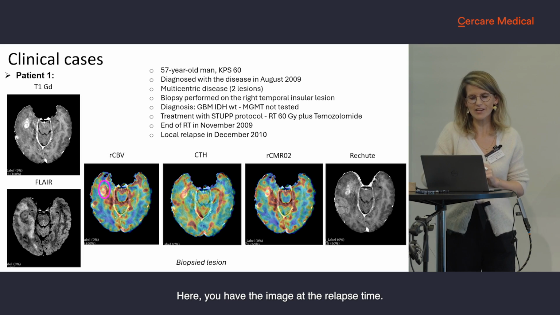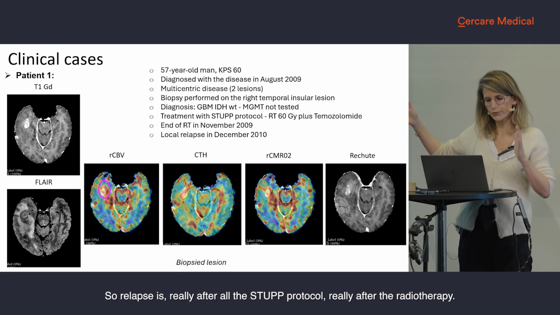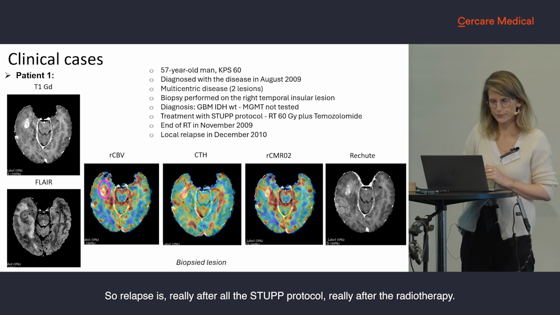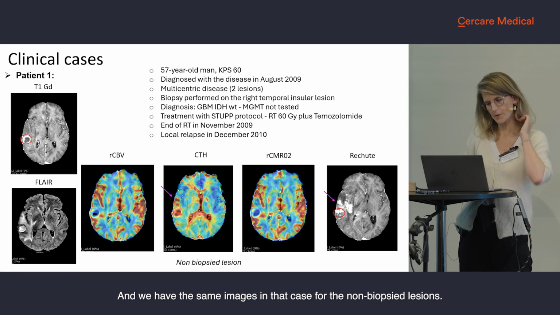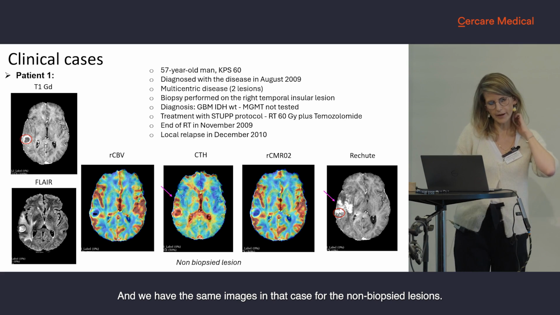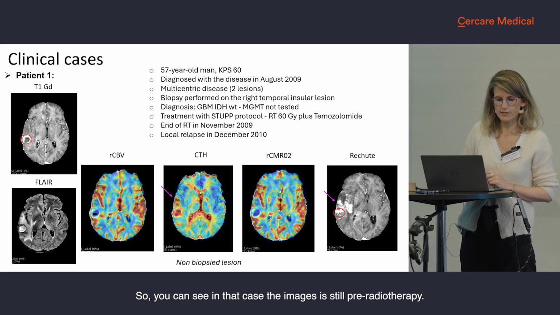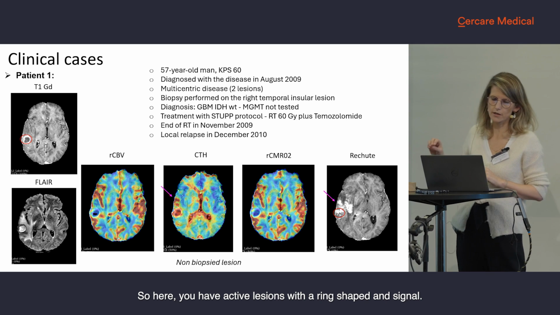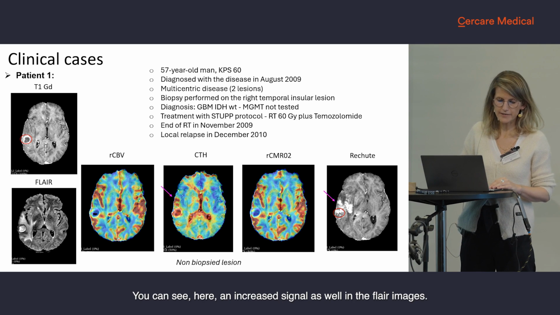Sorry, it's in French. Here you have the image at the relapse time, and you can see that the tumor is still active. So relapse is really after all the Stupp protocol, so really after the radiotherapy. So this was for the biopsied lesion, and we have the same images for the non-biopsied lesion. In that case, the image is still pre-radiotherapy. So here you have an active lesion with a ring-shaped signal. You can see an increased signal as well in the FLAIR images.